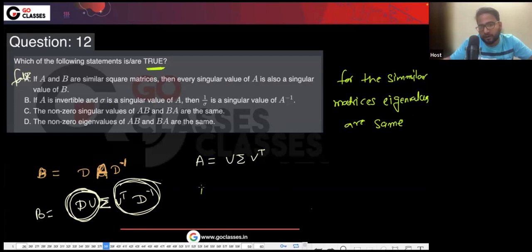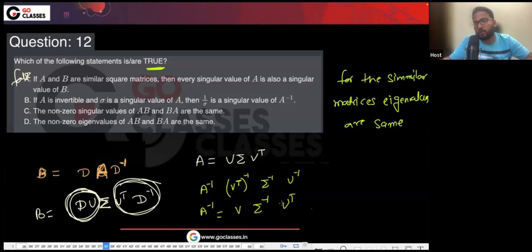Okay. You can take the A inverse and then you check it. This is V transpose inverse, right? Since it is an orthonormal matrix, the inverse is just the transpose. So it is sigma, it is just the transpose. Okay. So because it is an orthonormal matrix, that's why this is 1 upon sigma. Okay. So 1 upon sigma is the singular value of A inverse.